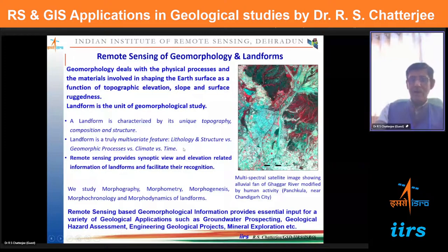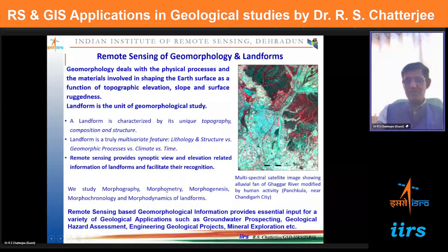Okay, and how is remote sensing important for geomorphology or for the identification of landforms? Because remote sensing provides you the synoptic view of the landform. That is one thing. The entire landform you can see in totality, and from the remote sensing based topographic elevation information also, the landform can be interpreted. So remote sensing provides you the synoptic view of the landform and elevation related information.